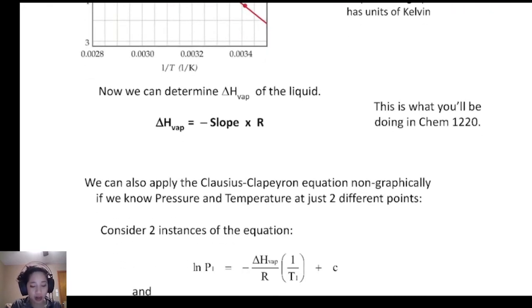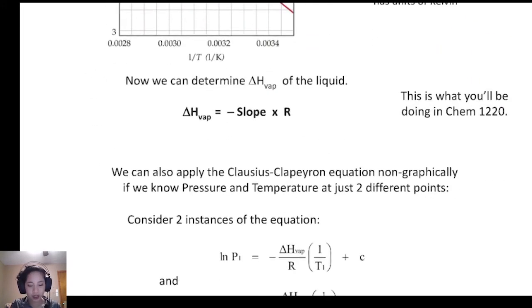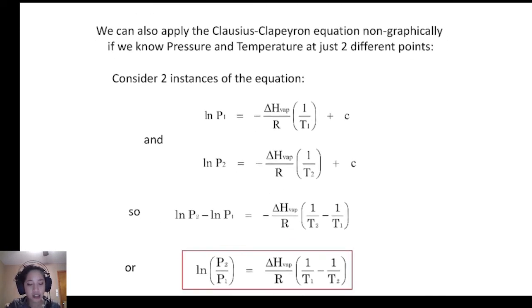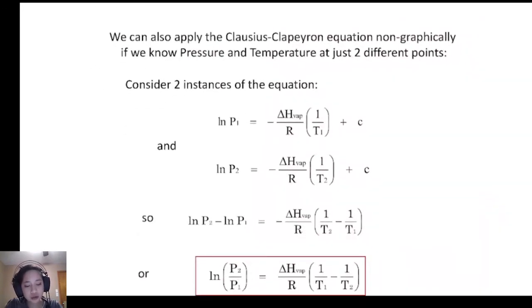All right. So yes, we can determine delta H vap of a certain liquid sample from this, where delta H vap equals the slope that you get from plotting ln of P versus 1 over T, times R. You will do this in your first week in Chem 1220. And we don't have to do this experimentally and make a whole graph with a whole bunch of points to get the slope of a straight line. You can also use the Clausius-Clapeyron equation with just 2 points, because remember, 2 points always make a line.